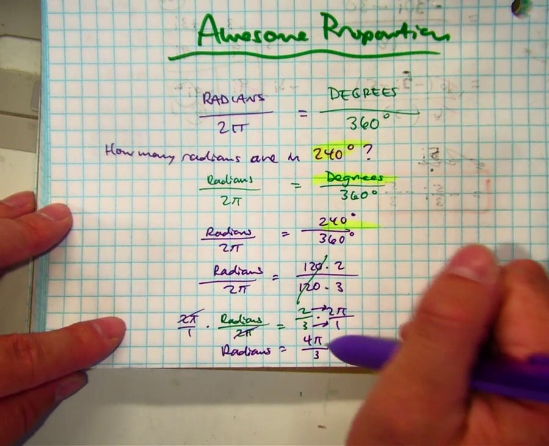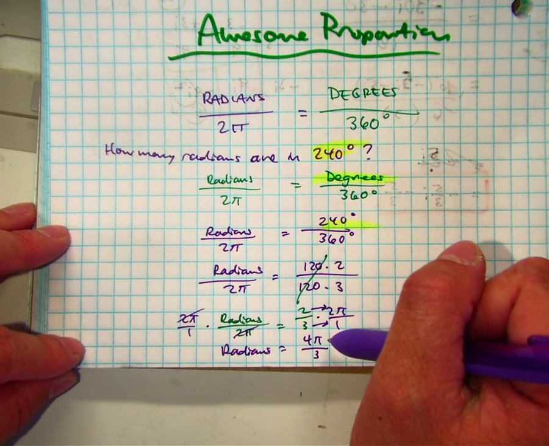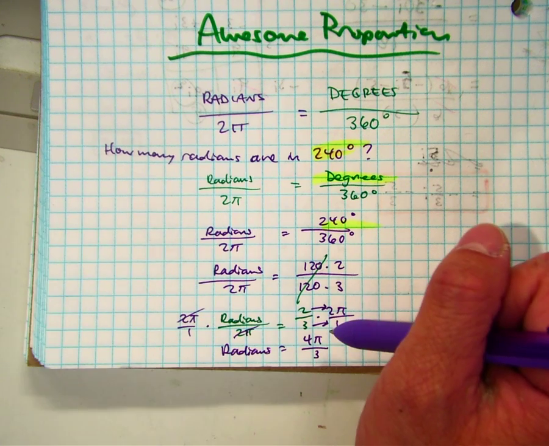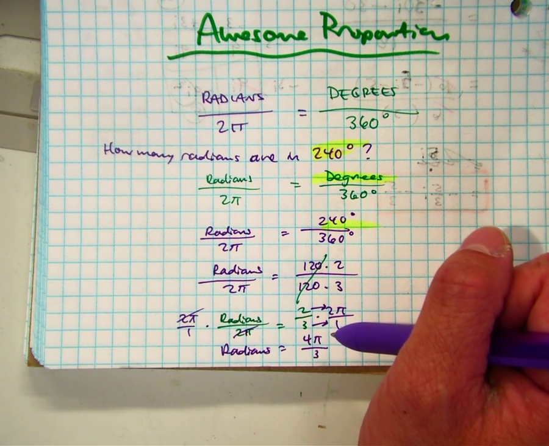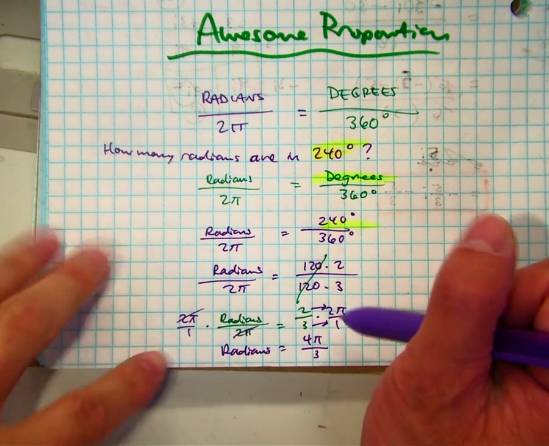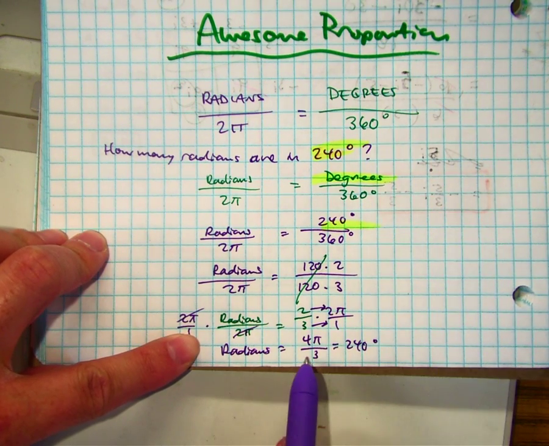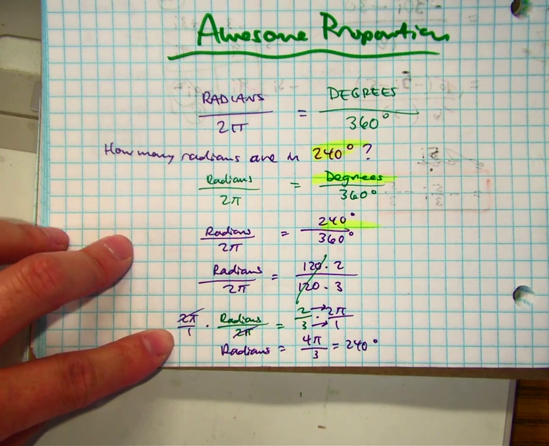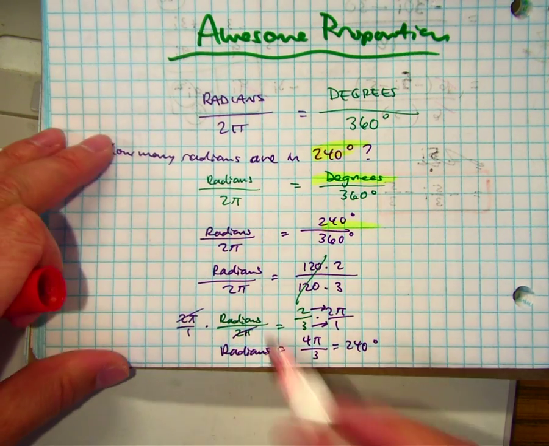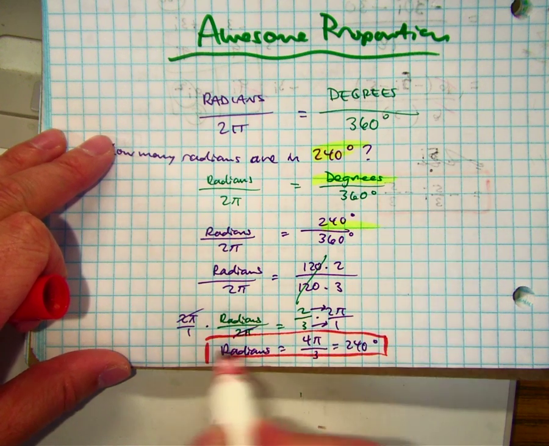Now, pi, treat it like a variable, like x. Do not multiply by 3.14. Okay? So 240 degrees is equal to 4 pi over 3 radians. And that'll be our answer. So I just converted degrees into radians.